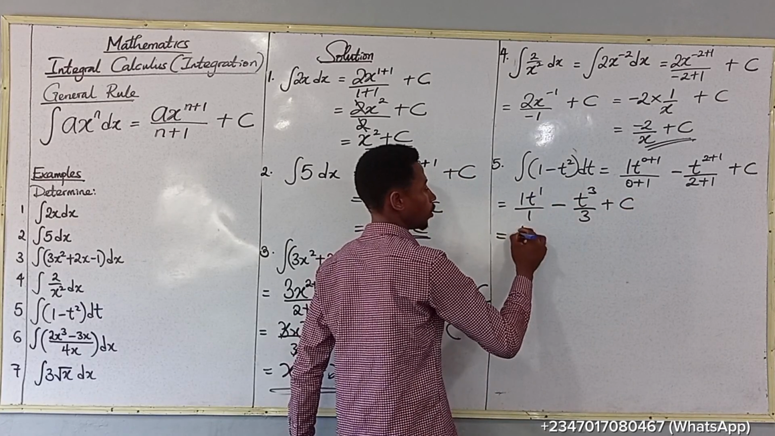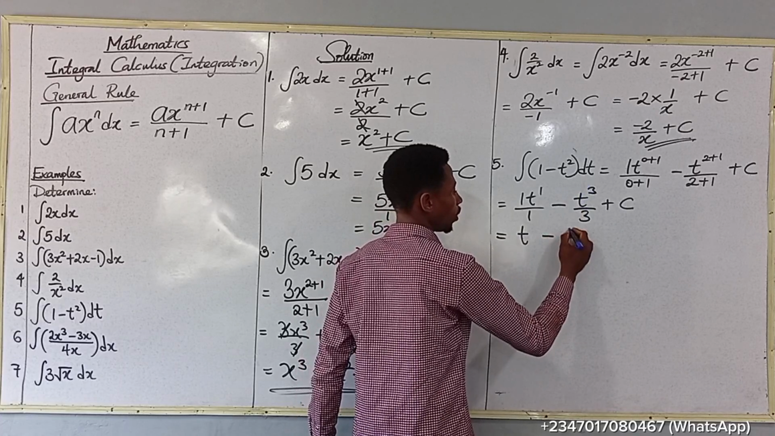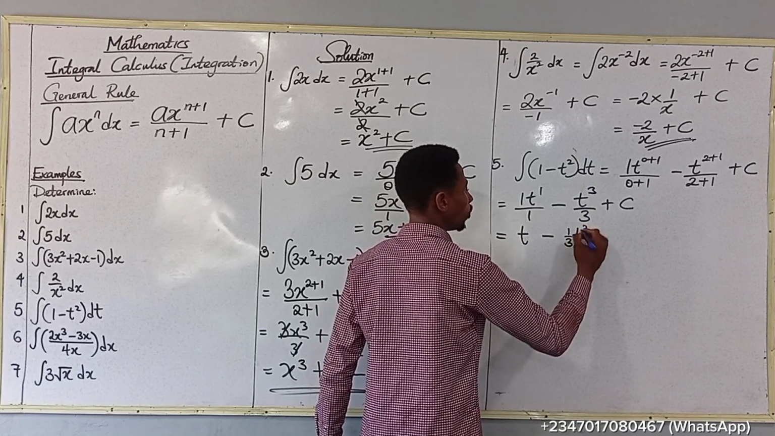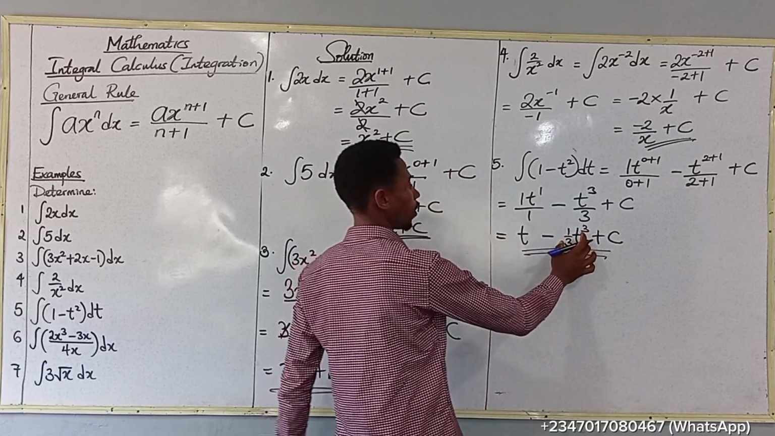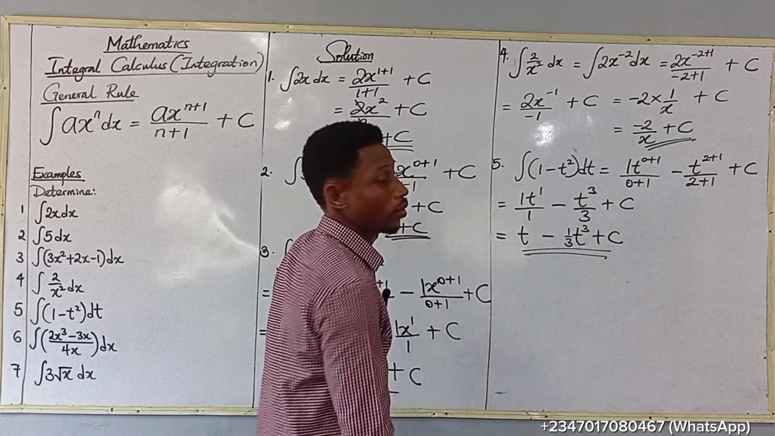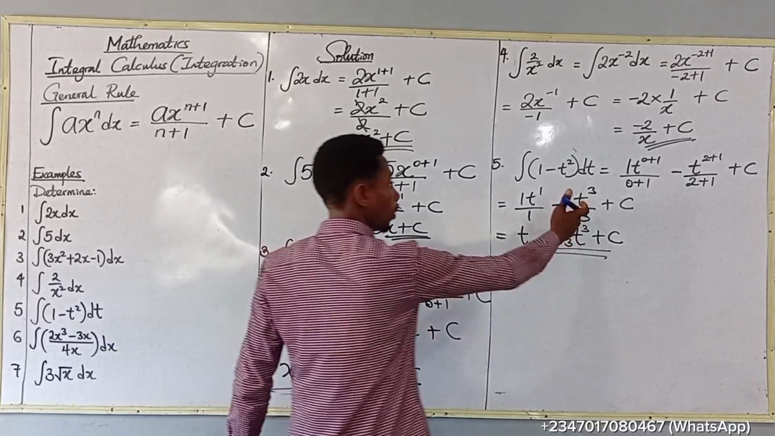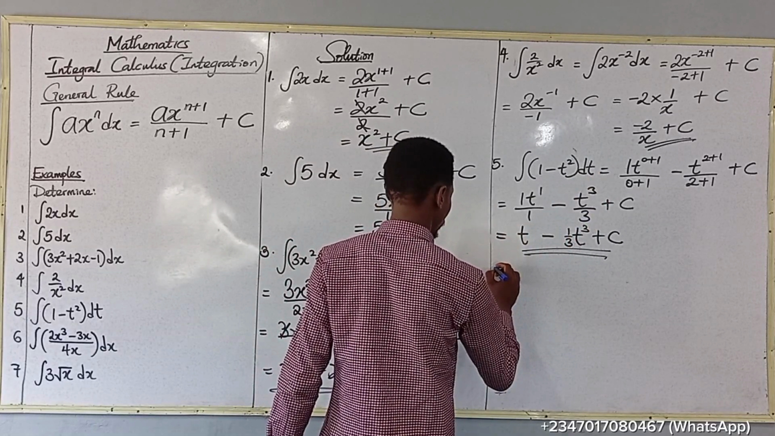So everything here is t minus, I can express this as 1 over 3 t cube plus c. Final answer. This can be expressed like, you could also look like, doesn't matter. If it's an objective question, the way they express it is the way you should pick it.